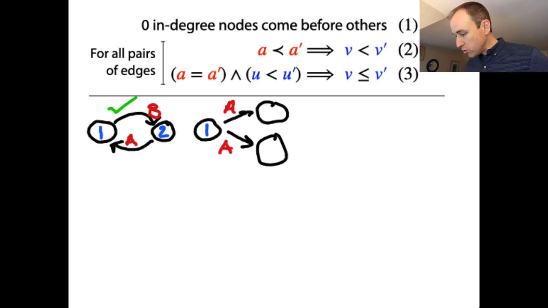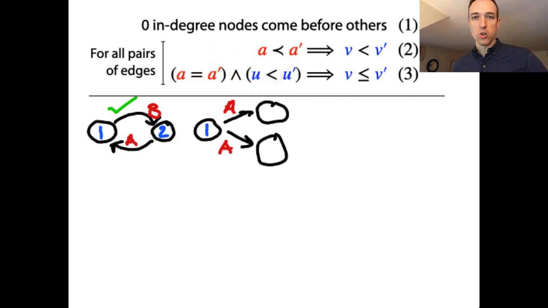In this case, the two edges in question have the same label, so rule 2 is not relevant. Rule 3 is relevant. Rule 3 is saying that if two edges have the same label and the source of one comes before the source of the other, then something. But the important part is this doesn't hold, right? In this case, the two edges have the same source. So this is false. So the whole left-hand side is false.